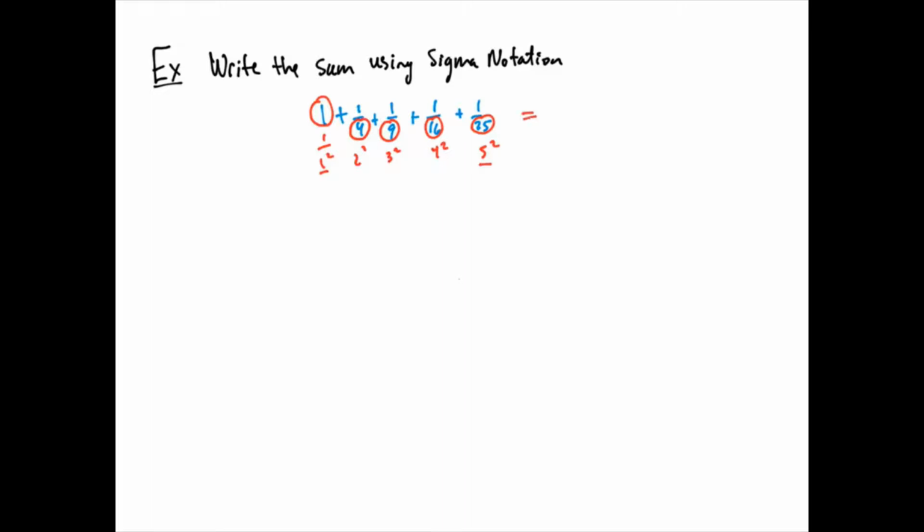So writing this in sigma notation, I'm going to say I is equal to 1. We're going up to 5. And all of these are fractions with 1 in the numerator. And then the denominator is, we're starting at 1, and then we're squaring that. So 1 squared plus 1 over 2 squared plus 1 over 3 squared, and so on, up to 1 over 5 squared.